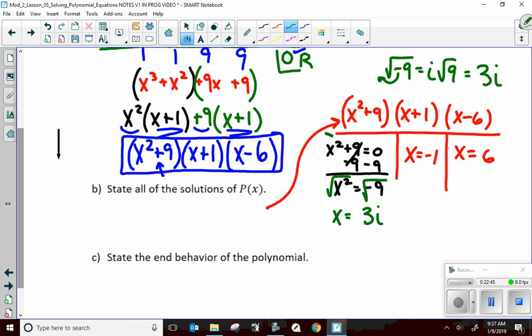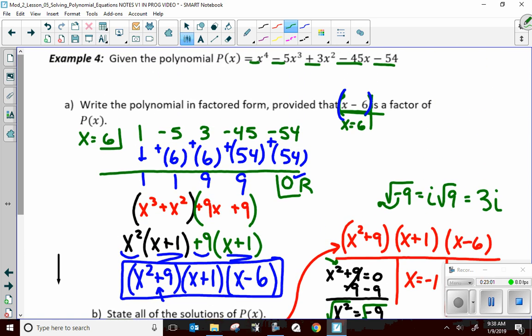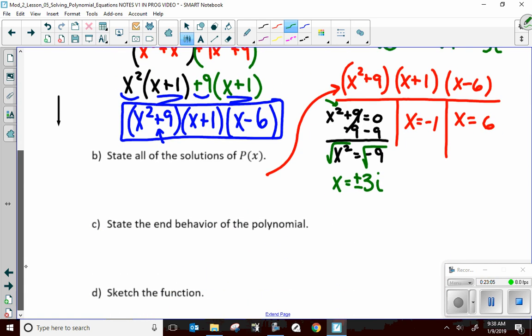Isn't this a 2? It's a degree 2. Shouldn't I have 2 answers? Remember, whenever you have something squared and you take the square root of it, plus and minus. So really, this was a power 4 when I started. Power 4. I should have 4 answers.